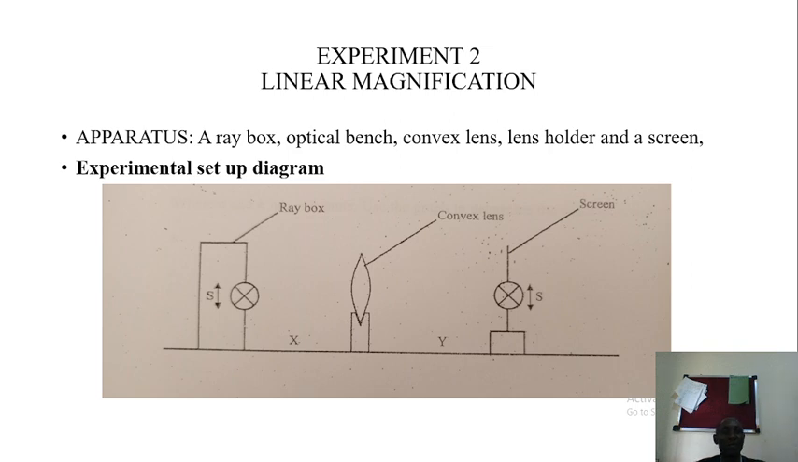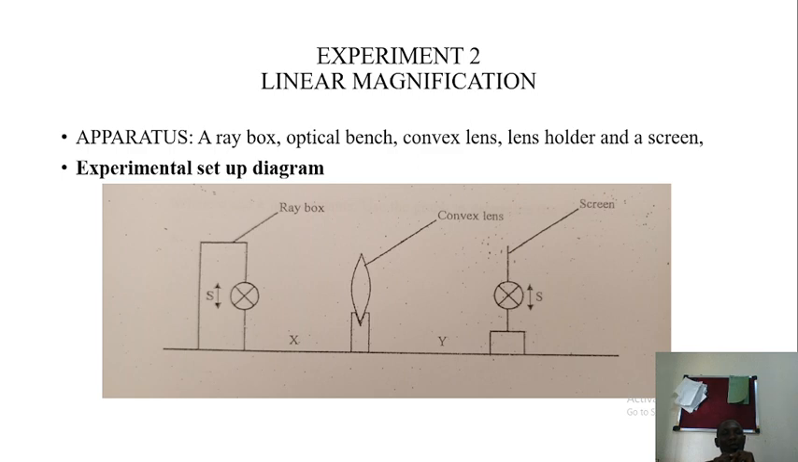You are provided here with the ray box. You are provided also with a lens holder and a lens, and of course the screen. This is your ray box. This is your lens holder and the lens, and then this is your screen. Here, we are interested in that opening, that aperture in the ray box, where the ray of light will be coming from. With your meter rule, you measure that small opening, where the ray of light is coming from, and you keep it all through the experiment as your object.